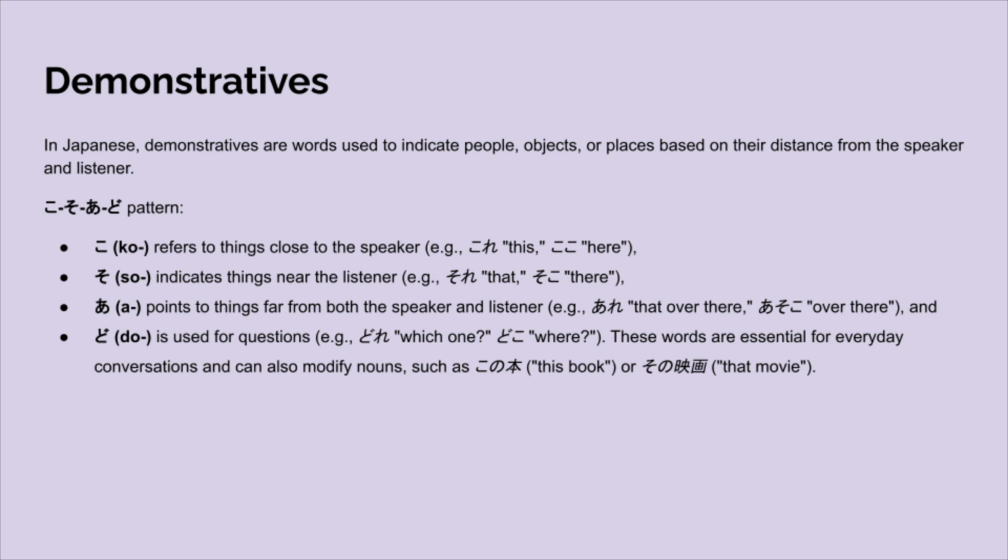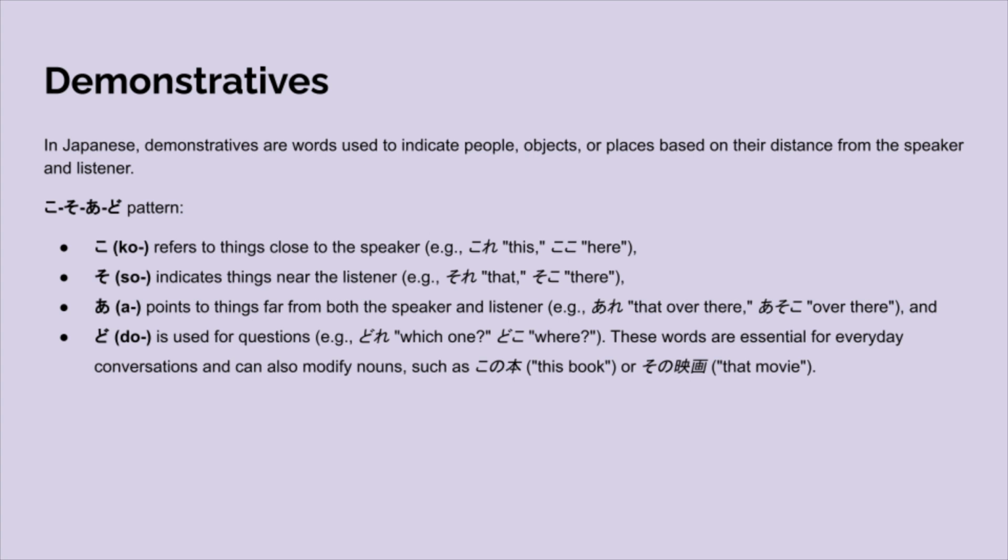Demonstratives. These are words that are used to indicate people, objects, places based on their distance from the speaker or the listener. When you're speaking, imagine yourself just speaking to one of your friends, and you're holding a book, something like this. If it is near you, you are the one that is speaking. Watashi is speaking. If it's near you, you use ko in the beginning. Kore is this, and koko is here. So it all follows the same pattern of ko, so, a, do. Think of it like that.